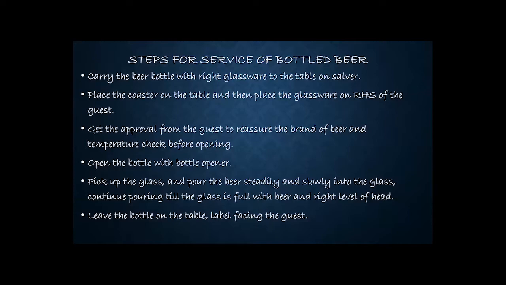Once the bottle is open, pick up the glass in the hand and tilt it to a 45-degree angle and pour beer steadily and slowly in the glass. Continue pouring the beer in the glass till it is full and the right level of head is obtained. Once the glass is full, leave the bottle on the table. Make sure the label is always facing the guest. And after that, while leaving the table, please ensure to say cheers or enjoy your drink.